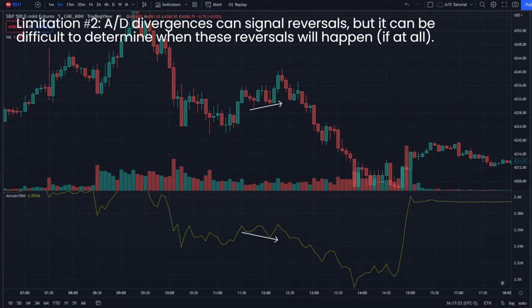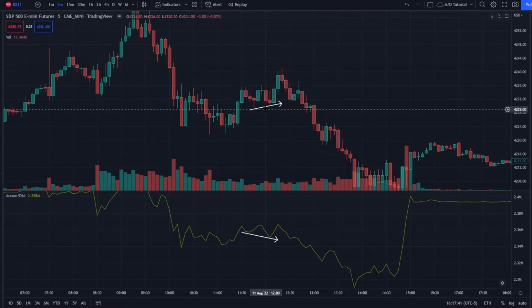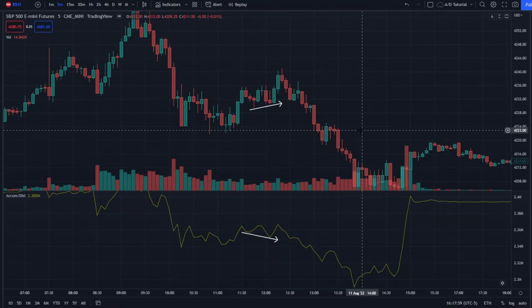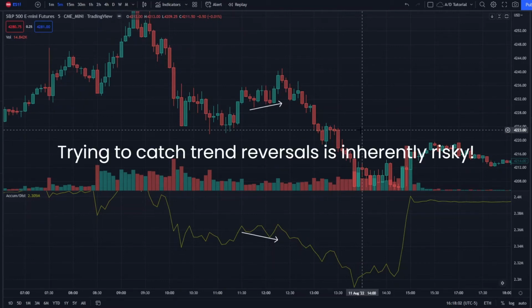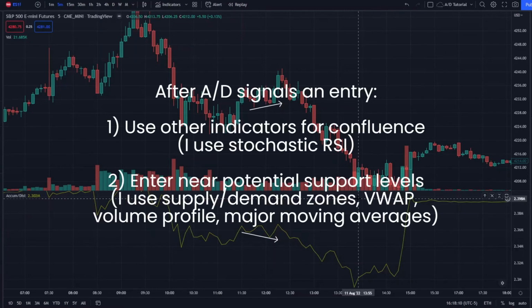So while AD divergences can signal potential reversals, it doesn't give you much insight into when these reversals will play out. So going back to this previous example of bearish divergence where AD was making lower lows and price was making higher lows, we can see that price actually went up a little bit before the bearish divergence played out. Sometimes it could also be a false signal and there may not be any reversal. There's also just inherently more risk going against the trend to try to catch a reversal, so it's important not to solely rely on your AD for trades. It's best to use other indicators for confluence and also to make sure your entries are near potential support levels to increase the chance of a profitable trade.